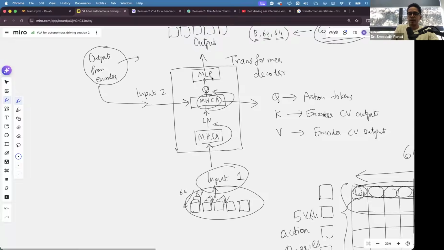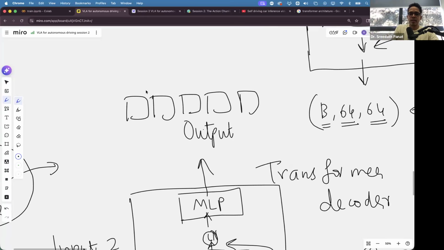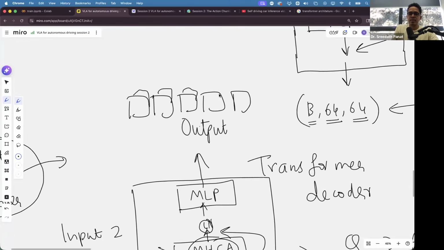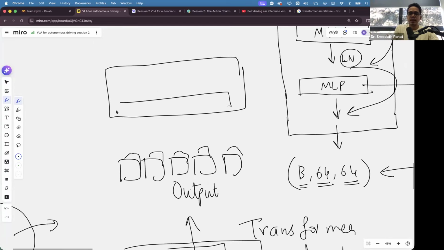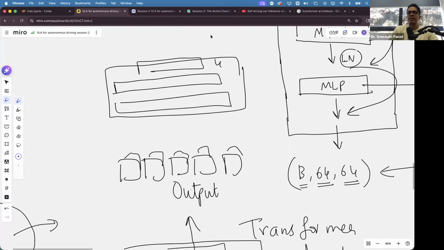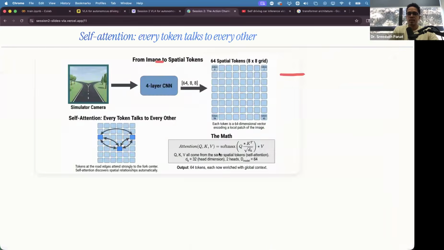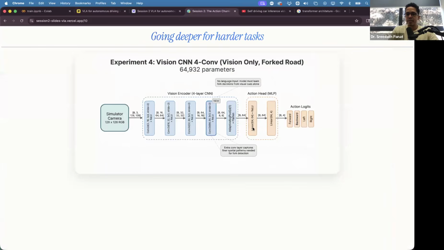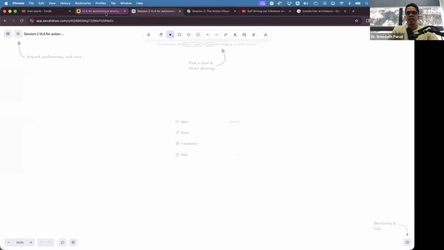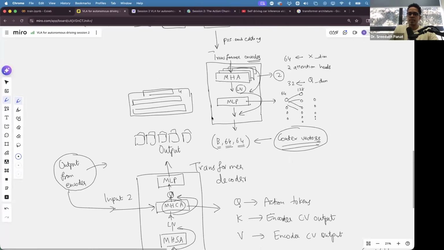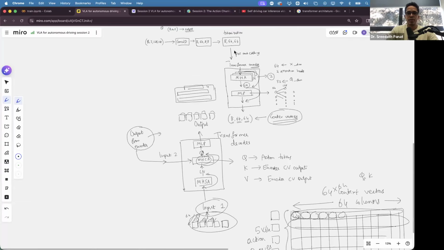Now, if what comes out of here is 64 dimensional, we can use one projection layer to project the 64 dimensional into maybe an intermediate layer of 64 or 128, and finally project that into 4. Just like what we had in CNN. In CNN also, we had an action head which projected 64 into 64, then it was projected into 4. Same thing we can have, and that's how we can get the action tokens.